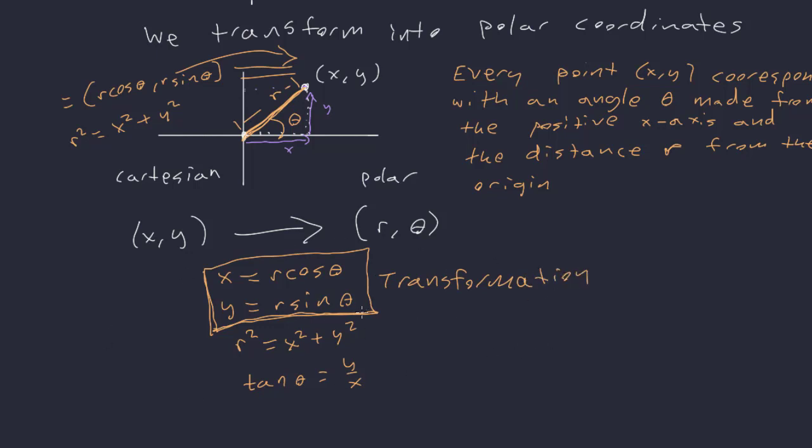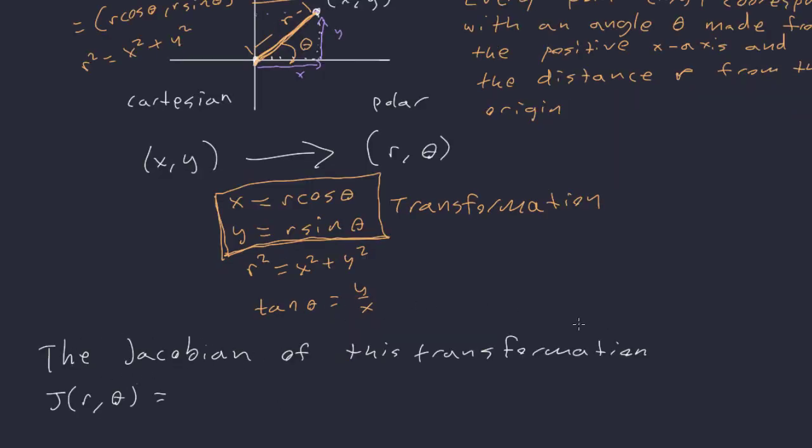Okay, so let's look at the Jacobian of this transformation. The Jacobian of the transformation, which in this case we'll call J of r theta, instead of using u and v, we're just using r and theta here. It will be the partial derivative of x and y with respect to r and theta. In other words, it will be the determinant of the matrix x sub r, x sub theta, y sub r, y sub theta.